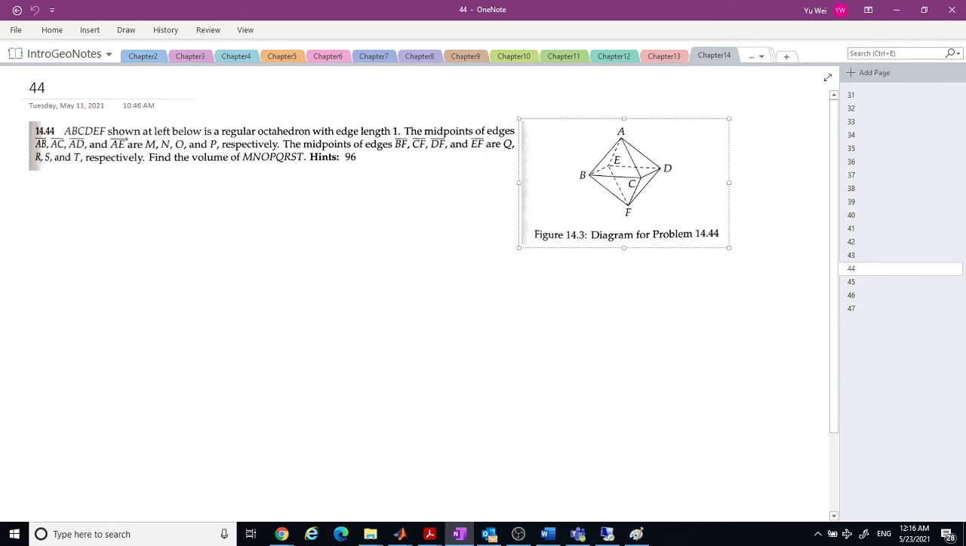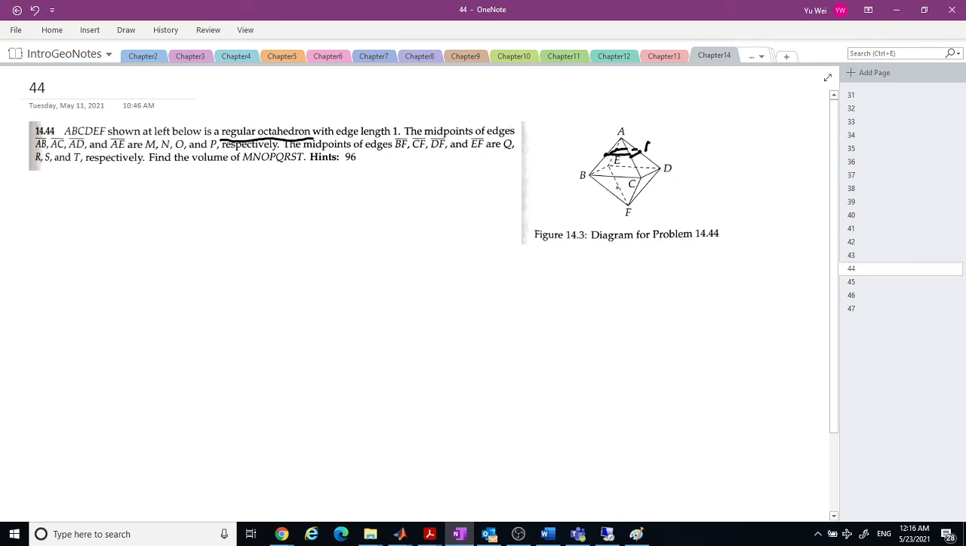Next, the ABCDEF shown is a regular octahedron with an edge length of 1. The midpoints of the edges AB, AC, AD, AE are M, N, O, P. That's the midpoint. And the other midpoints are on BF, CF.